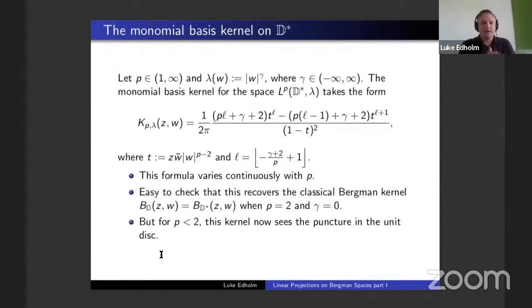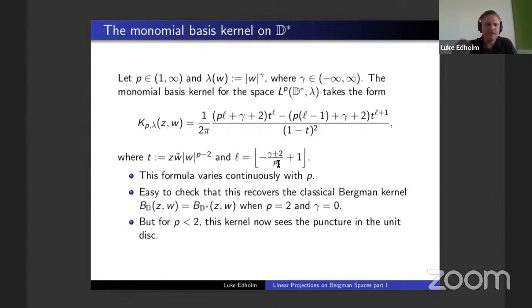Okay, yeah, good. So, the monomial basis kernel on the punctured disk. Let's fix P anywhere in this interval from 1 to infinity, and we'll let lambda of W be absolute W to the gamma power, where gamma is any real number. So the monomial basis kernel for this space ends up taking this form, where T is now this, and L is this integer here, depending on both the weight and the P.